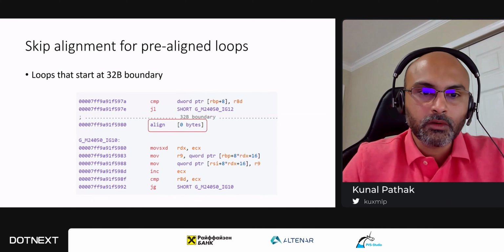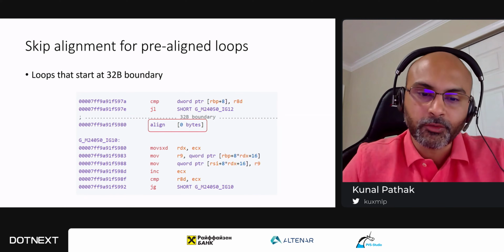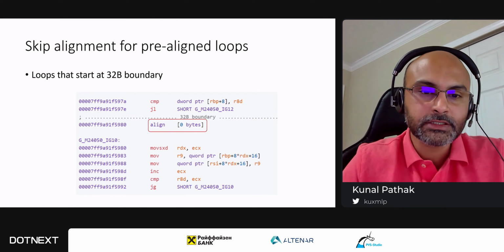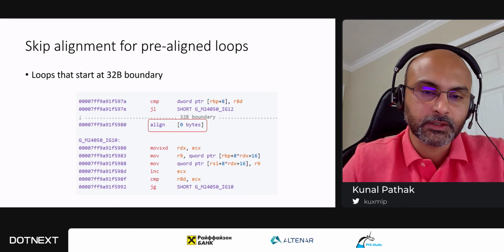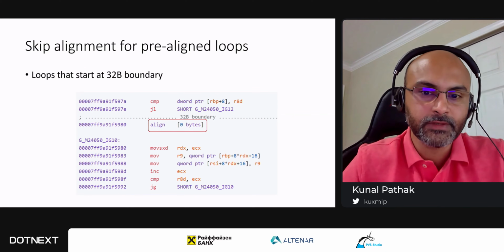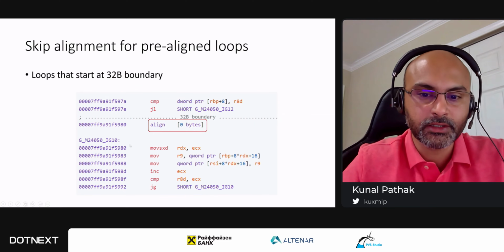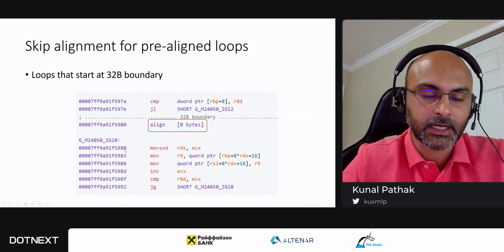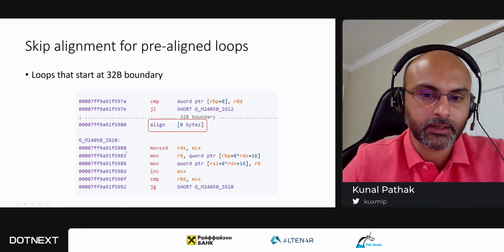Now, there can be loops that by default fall on the 32 byte boundary, and in that case we don't need to add extra padding because they are already aligned. So we skip adding the alignment for those kinds of loops. Like here, the IG10 loop starts at a 32 byte boundary, so we don't add any alignment.